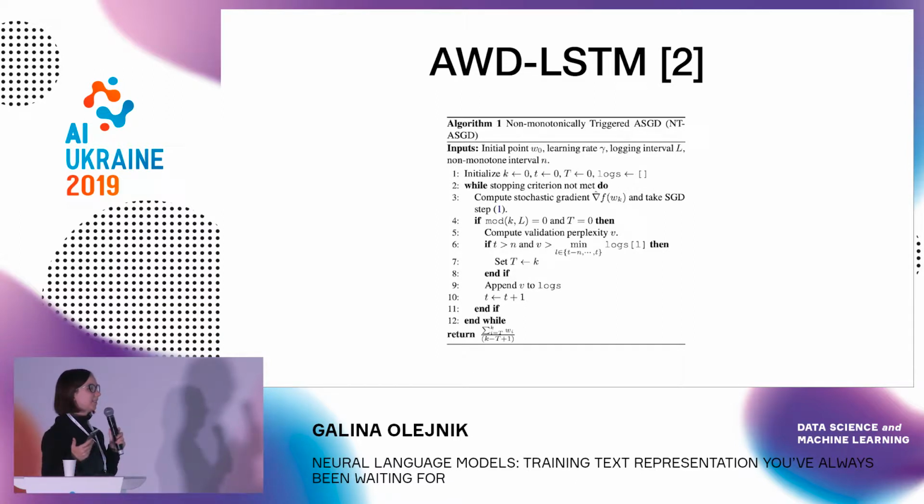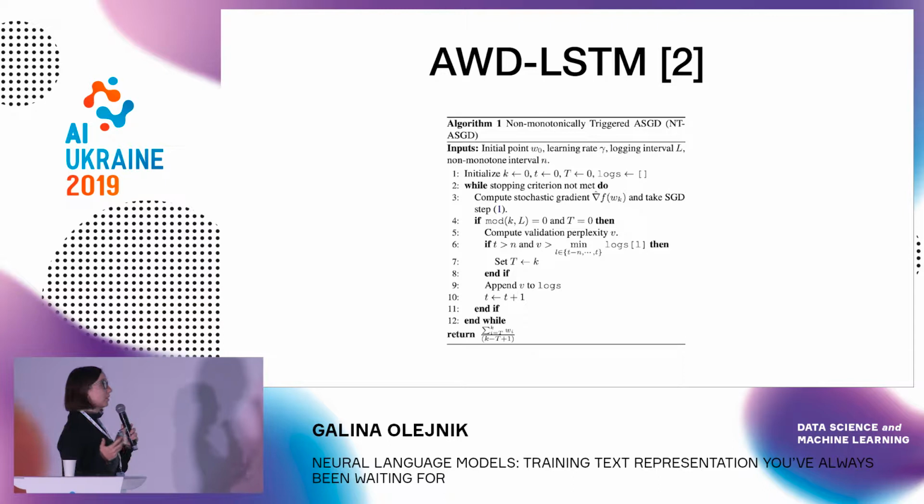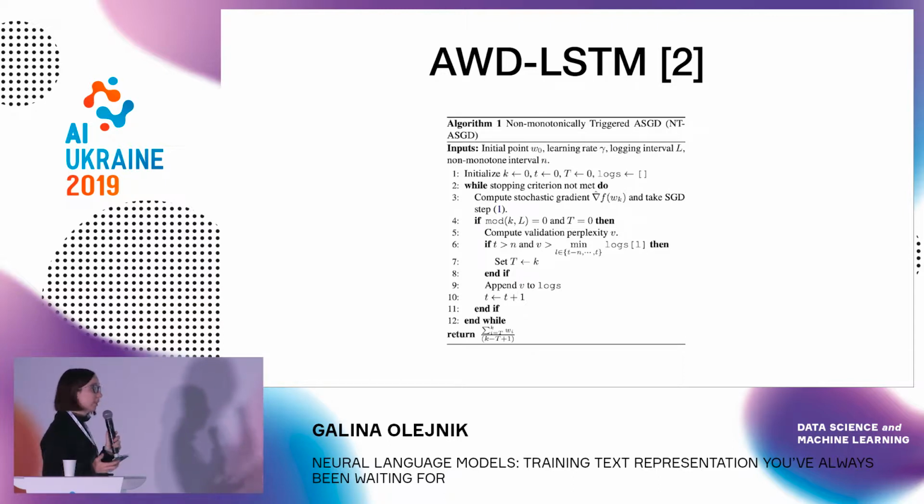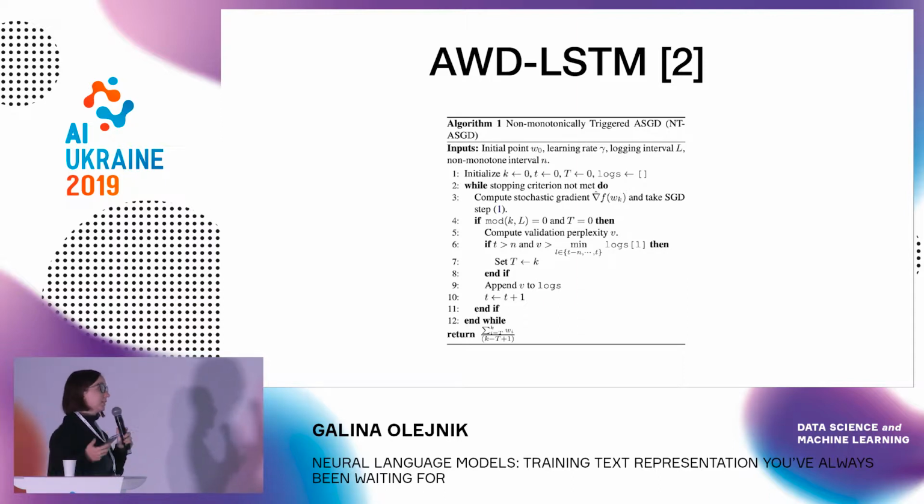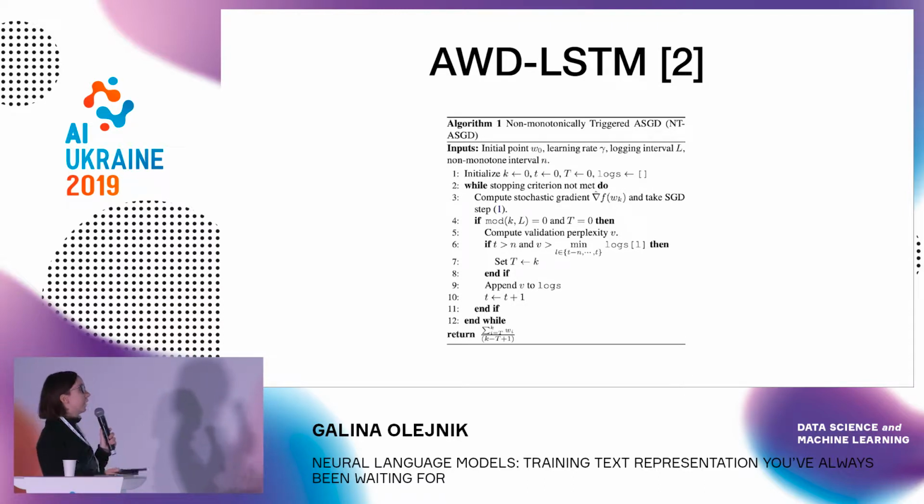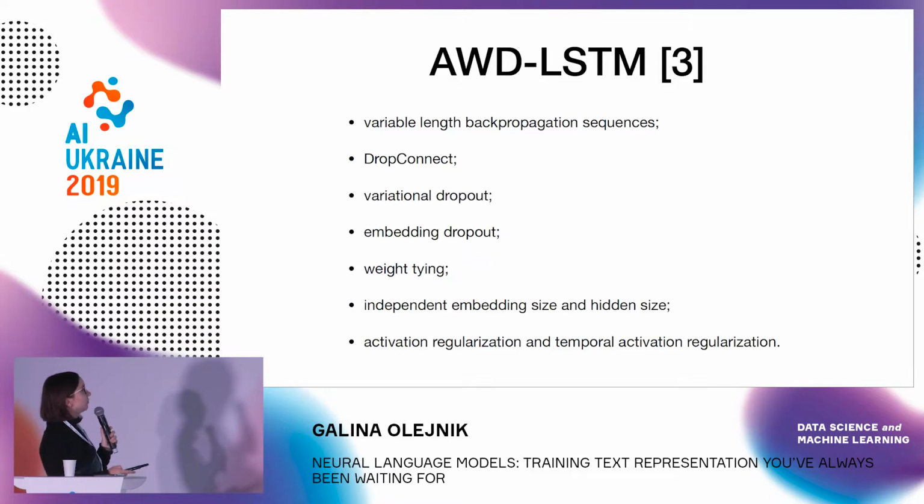Just to comment on ASGD a bit more, this is an old gradient descent algorithm, and the worst thing about it is that it was created in 1992, and there are a lot of hyperparameters, as you see here, that should be optimized. It is the learning rate, the initial point, the logging interval, and the non-monotone interval that we need to specify to run this algorithm. So you ideally need to do hyperparameter tuning for this algorithm too, and this is usually not the best thing to do when you don't have a lot of time to train your model.